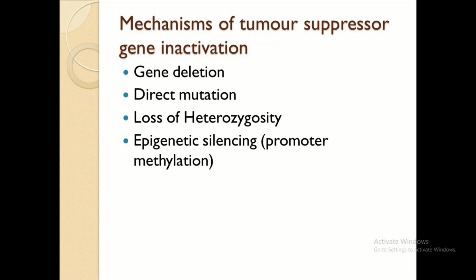gene inactivation. Loss of heterozygosity means the two copies of DNA vary in this tumour suppressor gene. Epigenetic silencing, where there is methylation in the promoter, also causes the inactivation of the tumour suppressor gene.